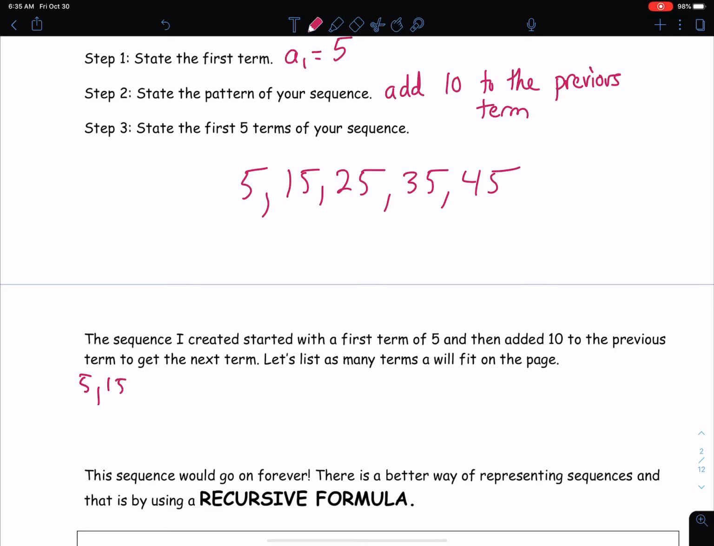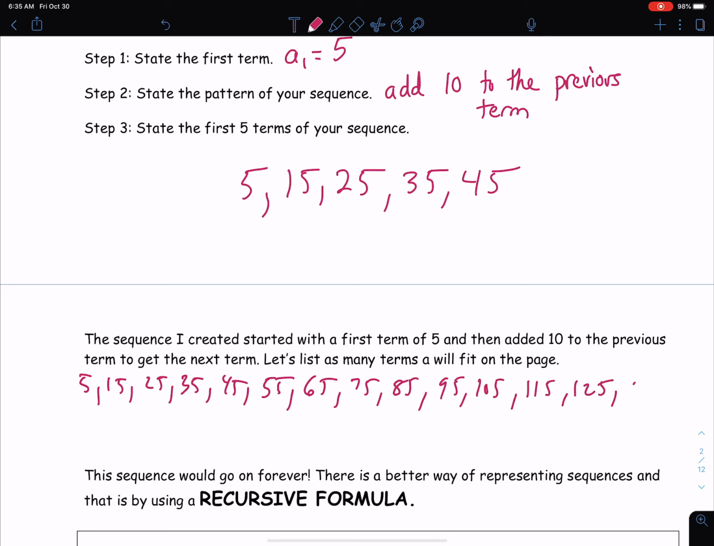Five, 15, 25, 35, 45, 55, 65, 75, 85, 105, 115, 125, 135, 145, 155, 165, and we can keep going on forever and ever. So listing a sequence out by all of its terms is really not as beneficial or as efficient, because it can keep going on and on forever.